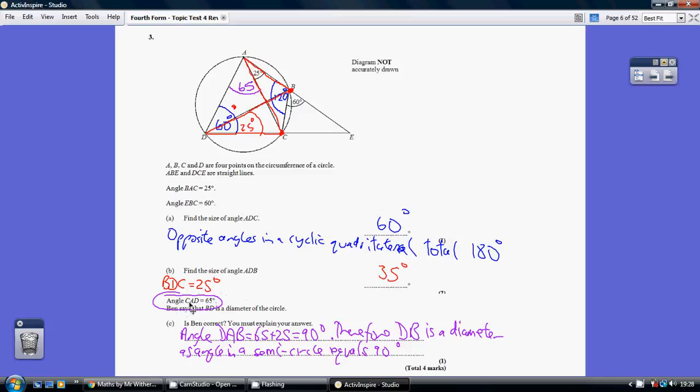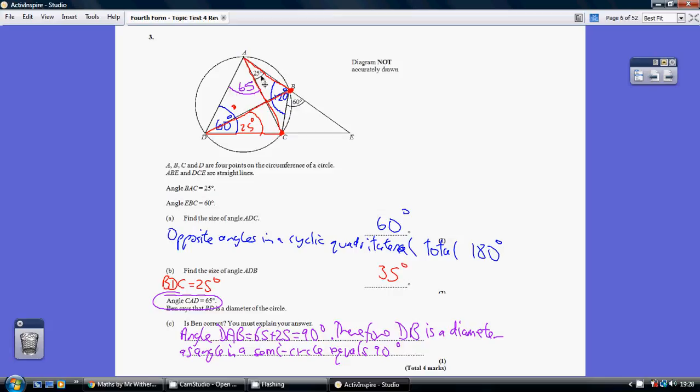Now for part C, this is clever this. They tell us that angle CAD is 65. Now we already know that this is 25, so this combined angle is 90 degrees. We have a triangle inside a circle and we have a 90 degrees angle. So this is that circle theory rule, the angle in a semicircle is 90 degrees.